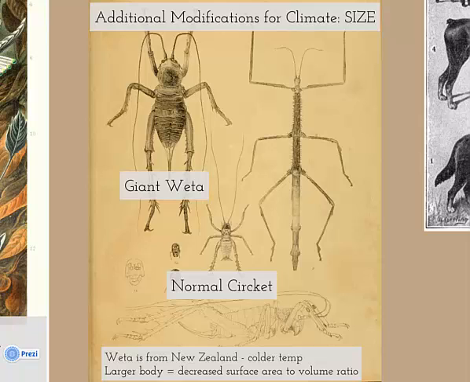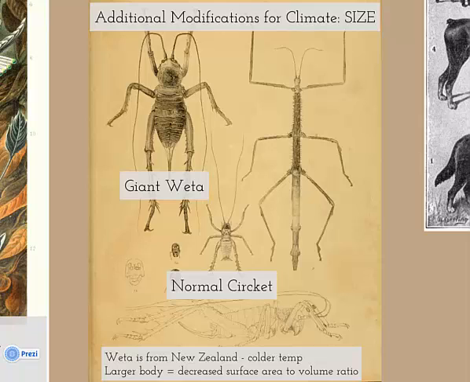Another example of how there can be modifications for climate is the giant weta, which is basically an exceptionally large cricket found in New Zealand. And in New Zealand, it can get quite cold, and the larger size of the weta actually allows it to stay warmer longer, and then the weta has an additional ability to actually freeze solid and then thaw and still survive. But what I want to focus on here is the larger body means that there is less surface area exposed to the outer environment for the volume of the organism.